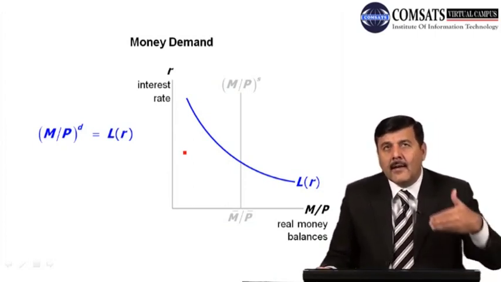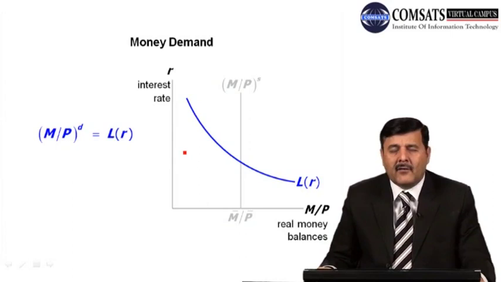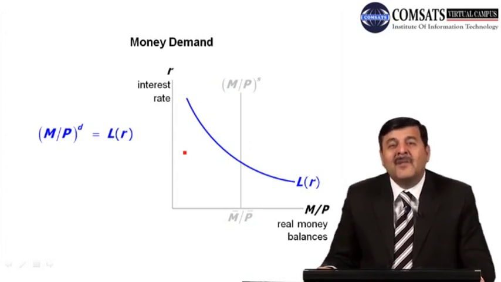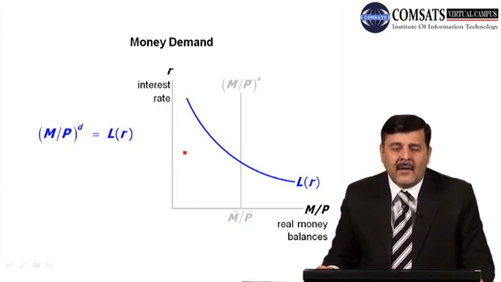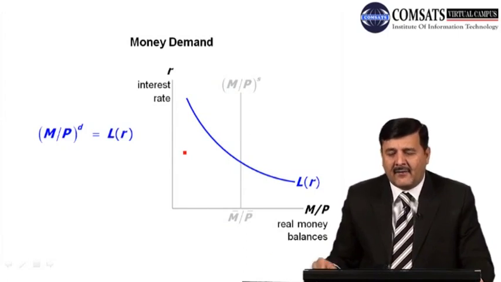So there is an inverse relationship between the demand for money and the rate of interest. So that's why we have a negatively sloped demand for money curve, which can be shown in the diagram on the slide. If you look in the slide, LR is the negatively sloped demand curve for money, which tells us that there is an inverse relationship between the demand for real balances and the rate of interest.